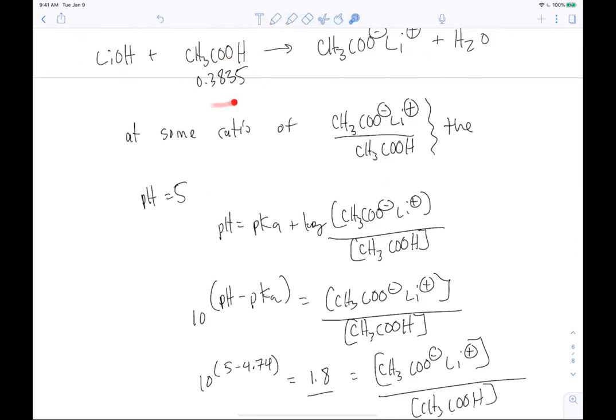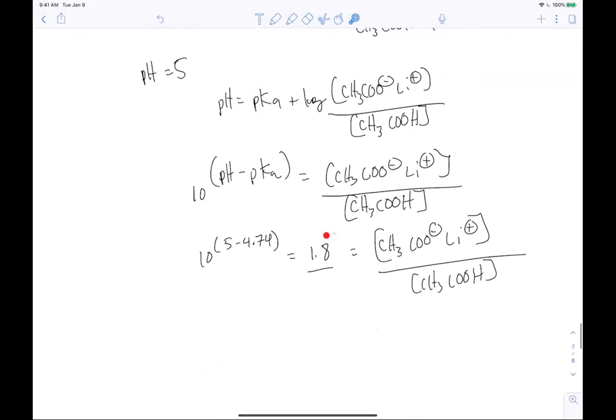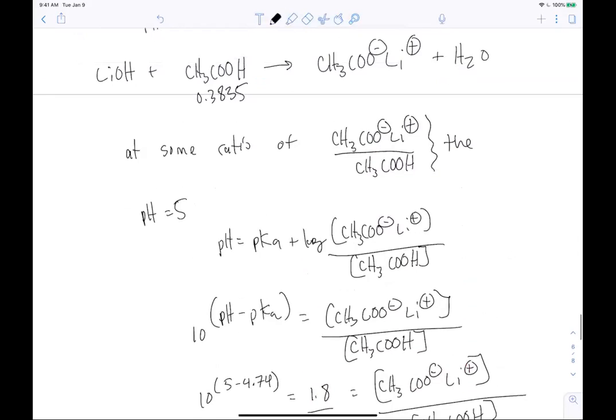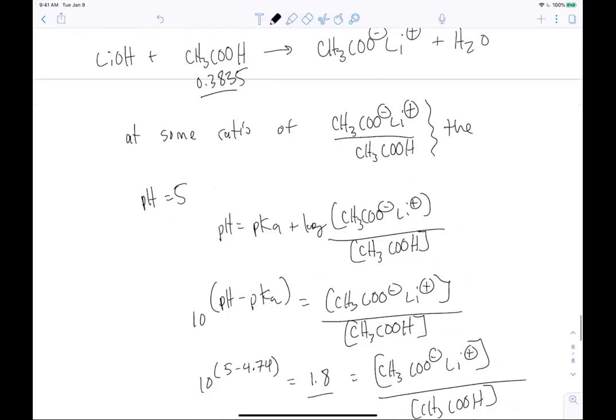So we have 0.3835 moles of acetic acid. This is just a ratio. This is where I was running problems in the other one. This is just a ratio here. It just tells you that for every 1.8 of these, you need 1 of these. So it doesn't tell you the concentration. So you need to take the number of moles that we originally calculated here and use that.